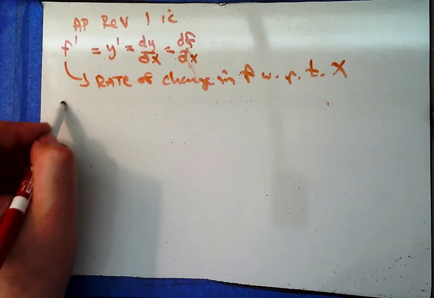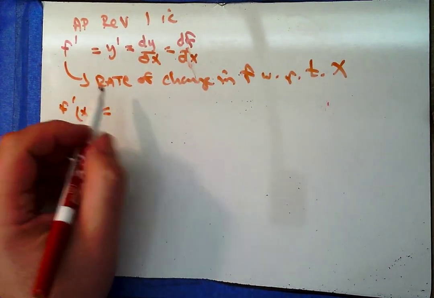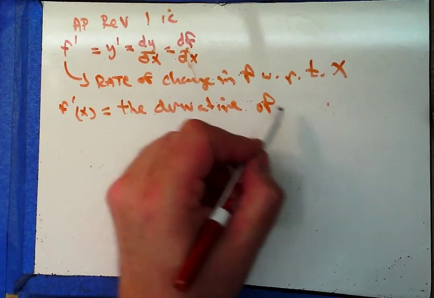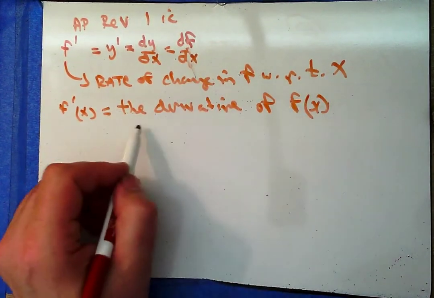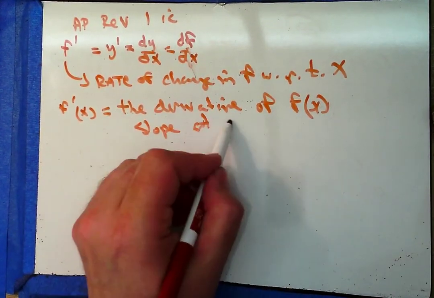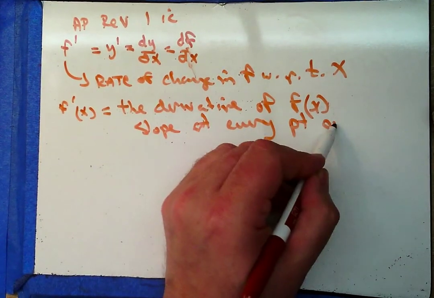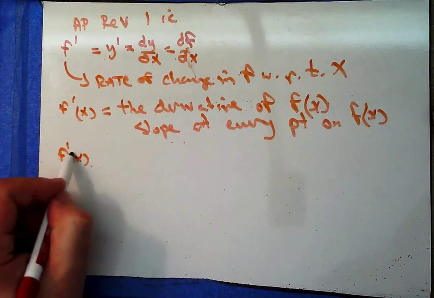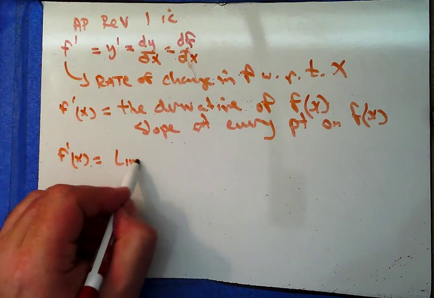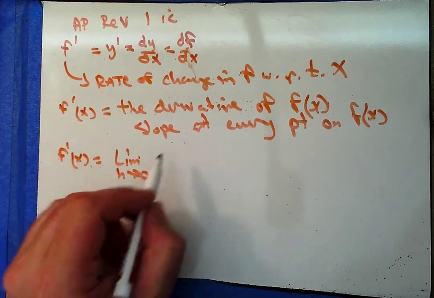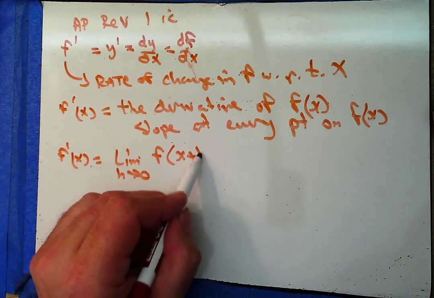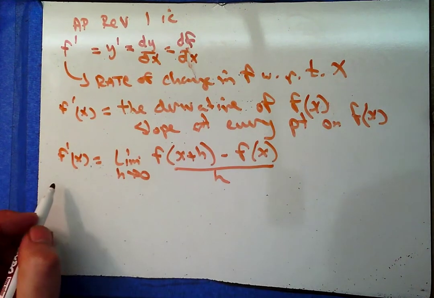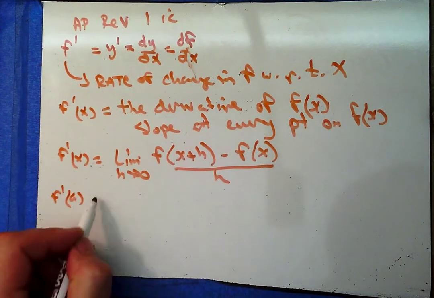We know that f prime of x is the derivative of f of x, which means the slope at every point on f of x. So we could say, hey, don't forget you've got a limit definition of the derivative: the limit as h approaches 0 of f of x plus h minus f of x, all over h. And that kind of brings up f prime at some point.